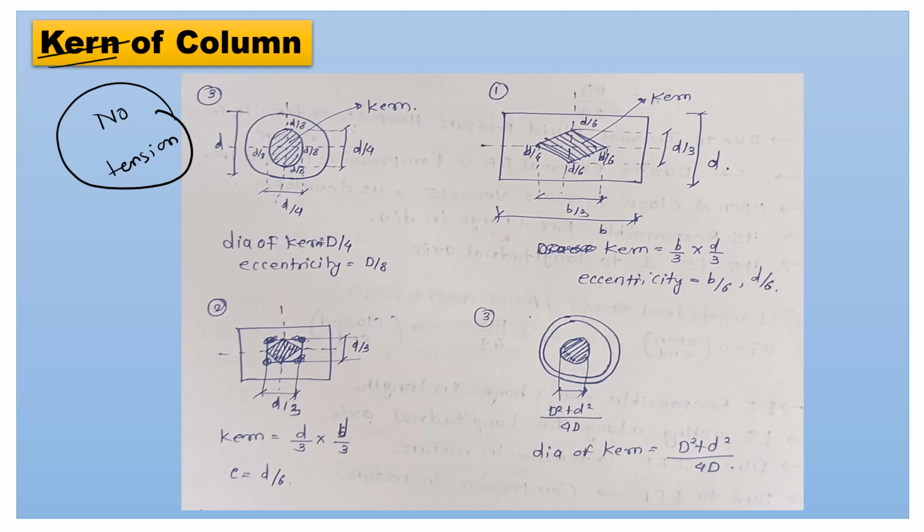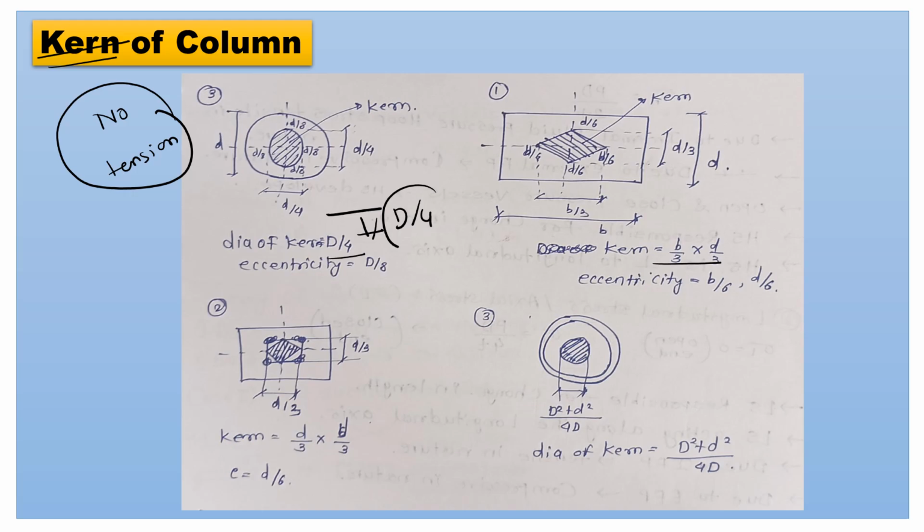In case of rectangular section, we get kern as a rhombus. Same, in case of I section also, we get kern as a rhombus. In square section, square as a kern, and in hollow circular section, circle as a kern. So these are the different values of the kern given here. With the help of eccentricity, we calculate the kern dimensions. And mostly they ask the kern value related to circular section.